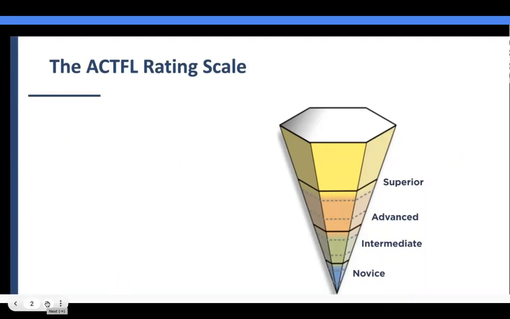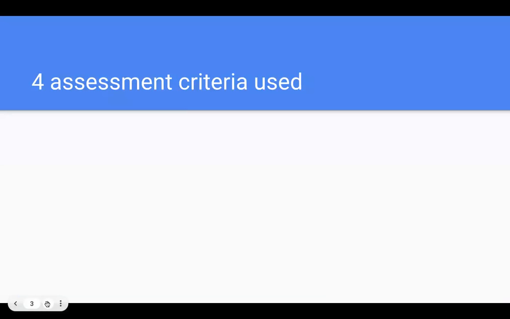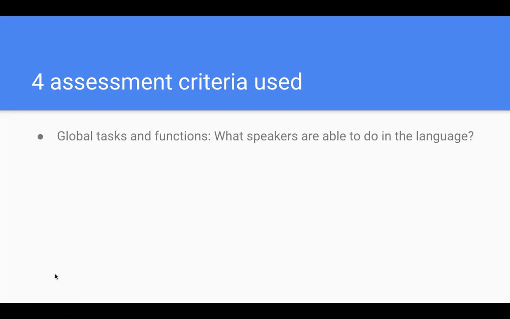So why don't we go ahead and start with how we assess or place the students in the four major proficiency levels. And there are four major assessment criteria used. We're going to just kind of gloss over these. We're going to focus most on one of the areas, but let's look at what the four assessment criteria are. So we have global tasks and functions, which means what speakers are able to do in the language. And we will most focus on global tasks and functions when we're talking about the major levels of proficiency.